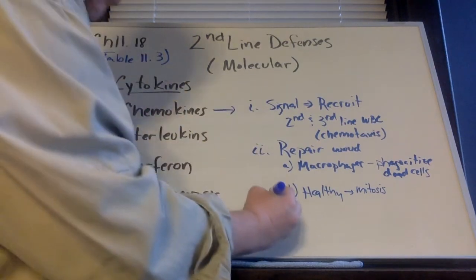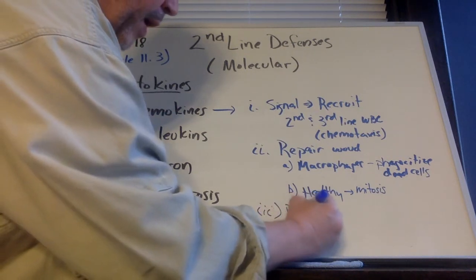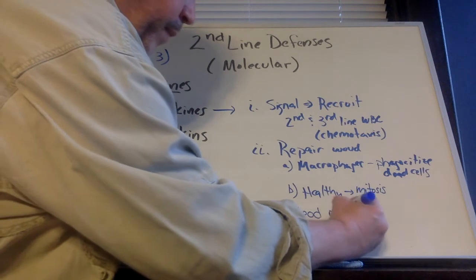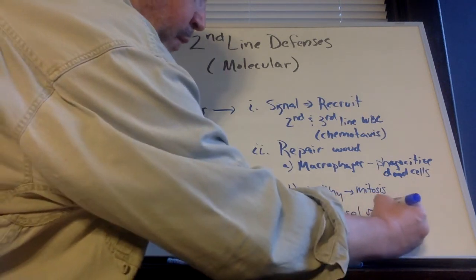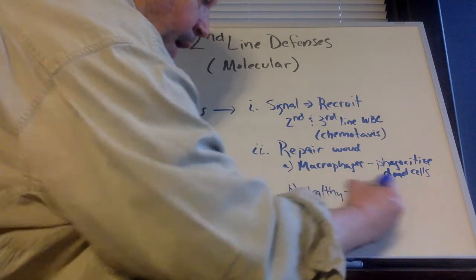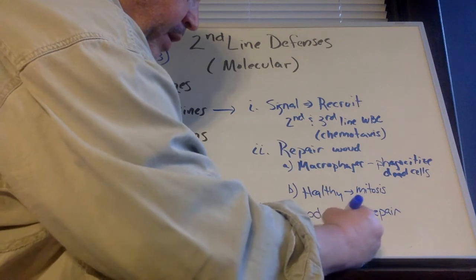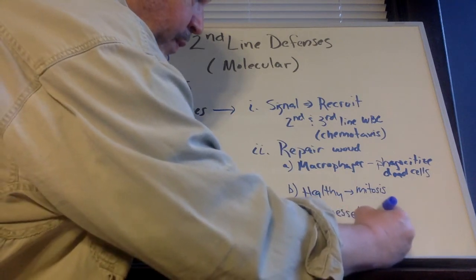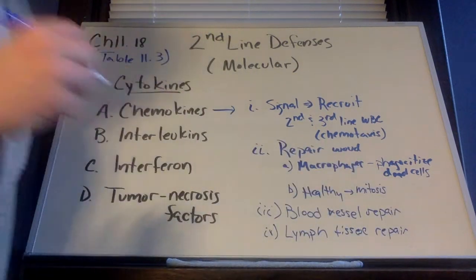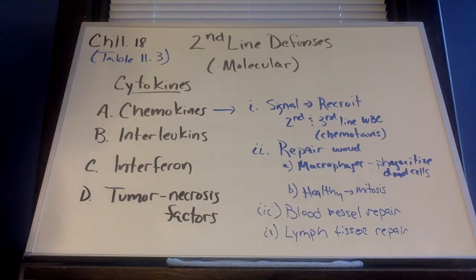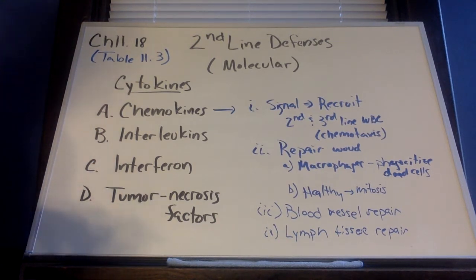They will also be important. Sometimes blood vessels are broken, so they will be very important for blood vessel repair, as well as lymph tissue repair. These are the chemicals that will signal these 2 systems in order to develop and fix those 2 sets of tissues.